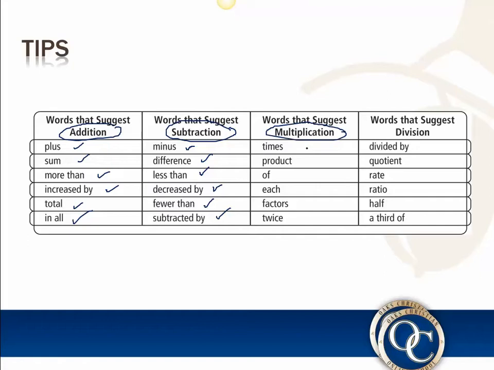Words that suggest multiplication: times, product of, each, factors, twice. And words that suggest division: divided by, quotient, rate, ratio, half, a third of. If these words confuse you, go ahead and pause the recording and write them down if you've never heard them before, because these are going to be helpful when you're looking at word problems. So if you find yourself always needing help with a word problem, it would behoove you, meaning it would be wise for you, to write some of these words down.